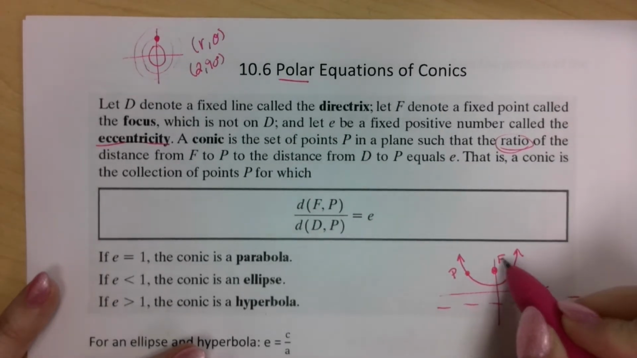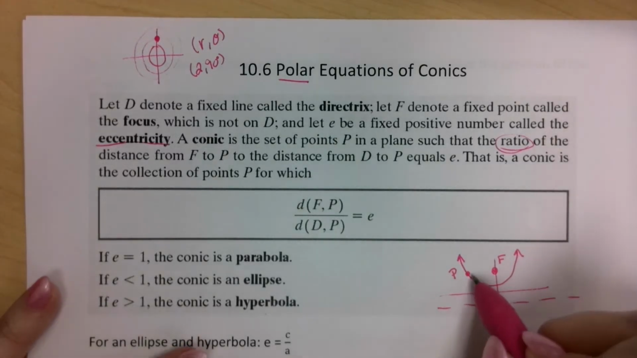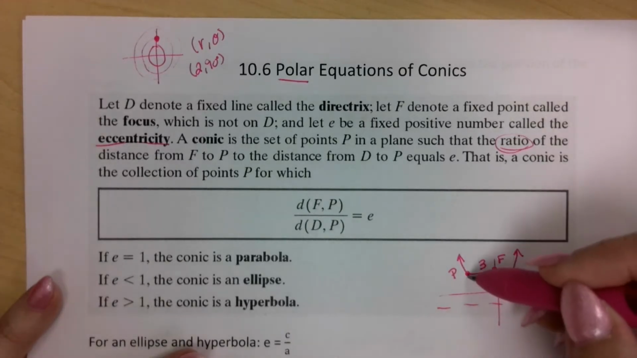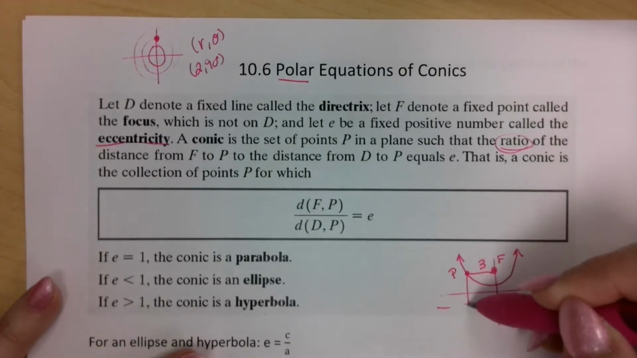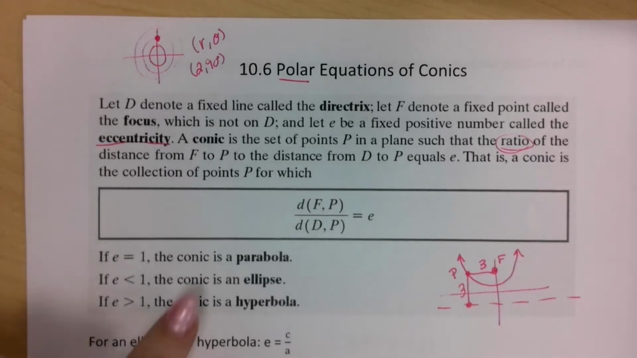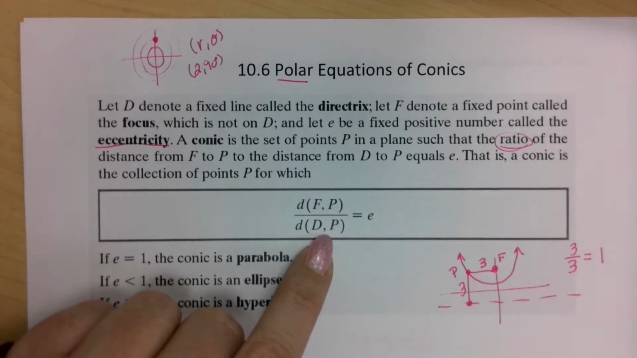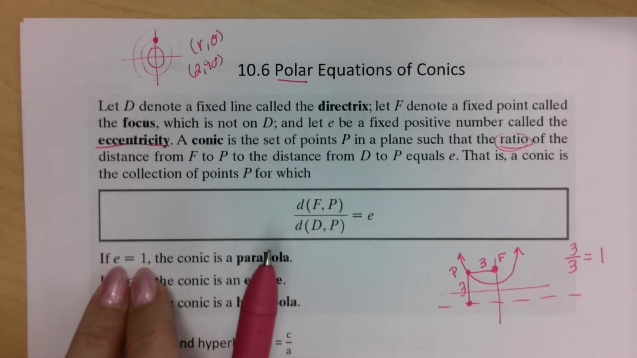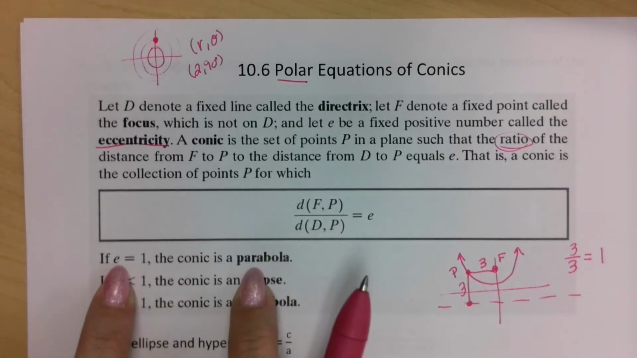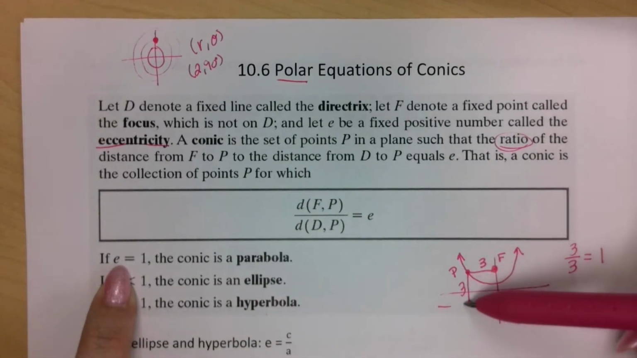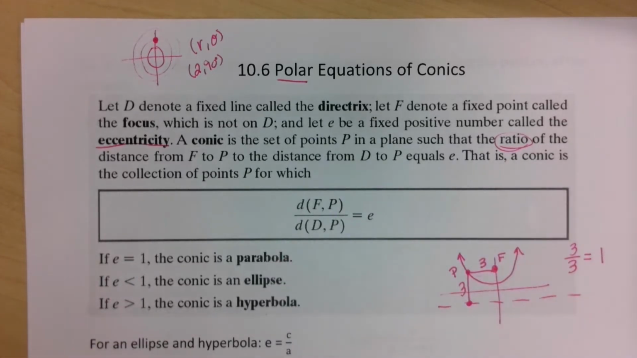Let's say the distance from my point to my focus was 3. By definition, that means the distance from the parabola to the directrix also has to be 3, because if I do 3 divided by 3, I get an answer of 1, and it says right here that the eccentricity is 1, then that means it's a parabola. Essentially, when you divide the focus-to-the-point distance by the point-to-the-directrix distance, that tells you which conic section it is.